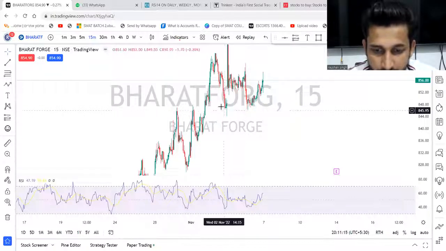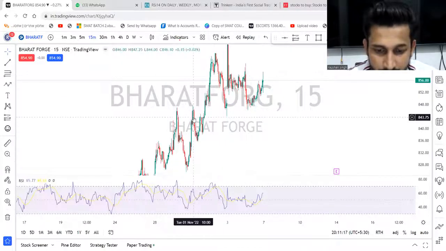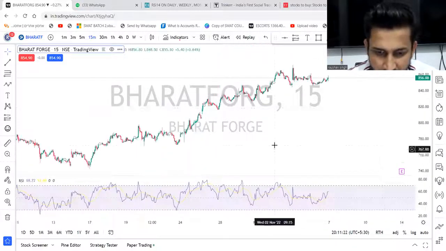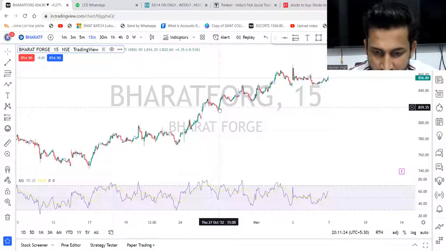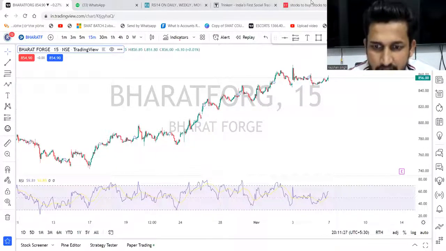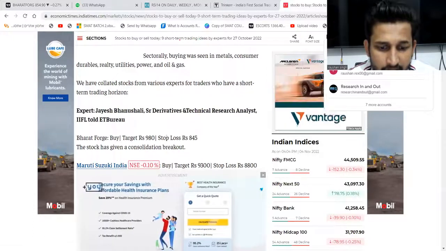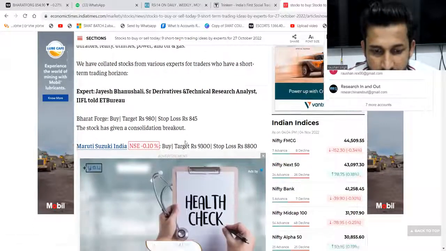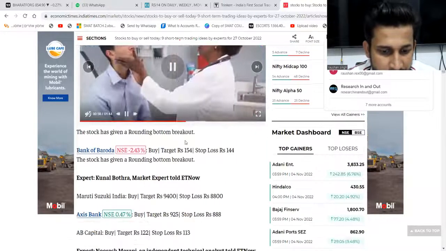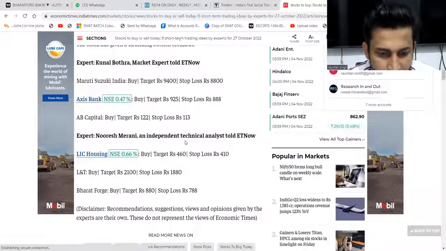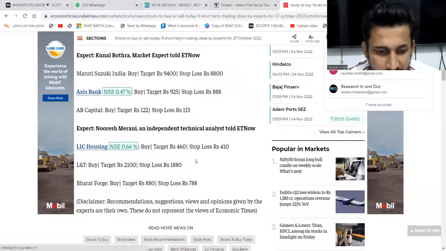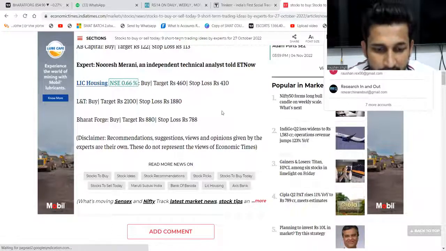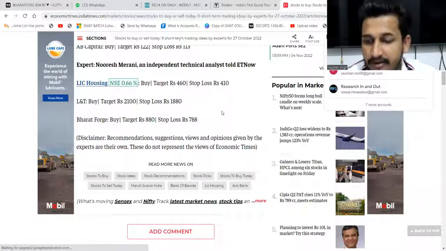Stop loss was hit on 27th of October. 818 they had given. Okay, target 9, I don't know why they have kept the stop loss as 845. Maybe they have changed it. Just a simple thing is that if you are really following them, they might be right, they might be wrong. But I do not prefer to follow any of the convictions.